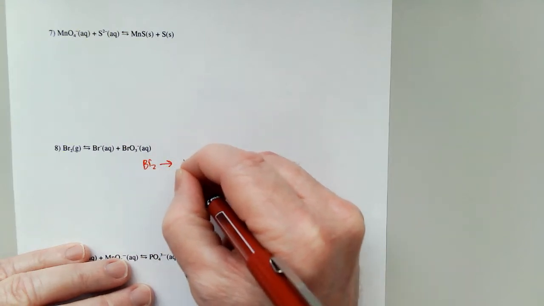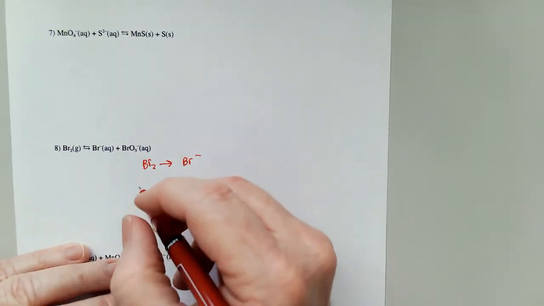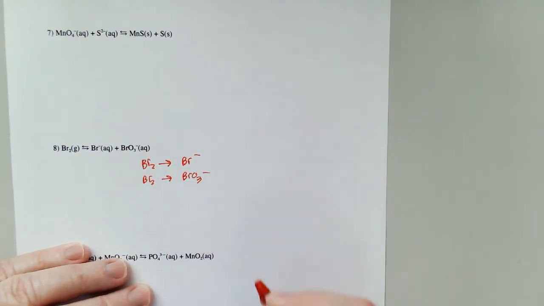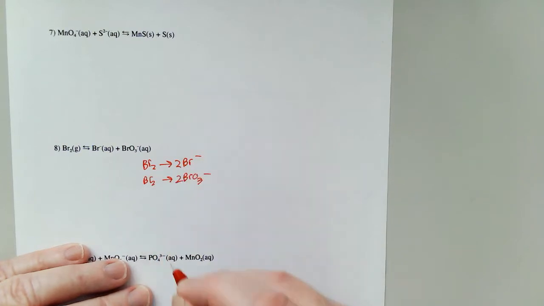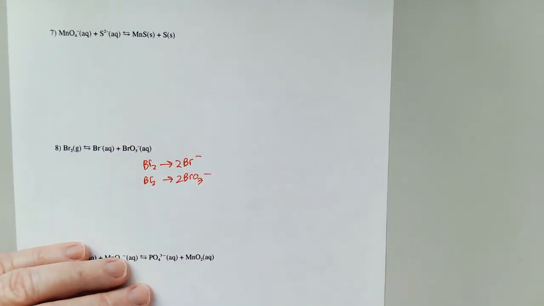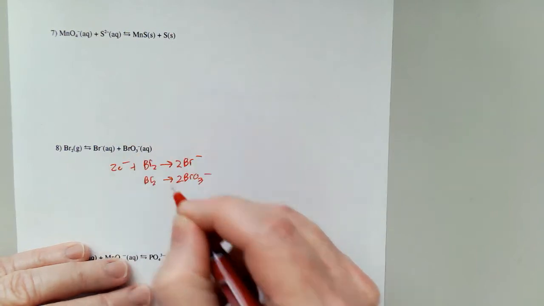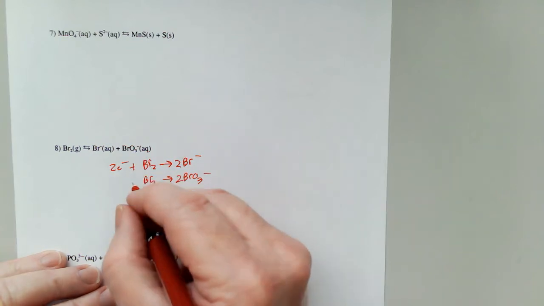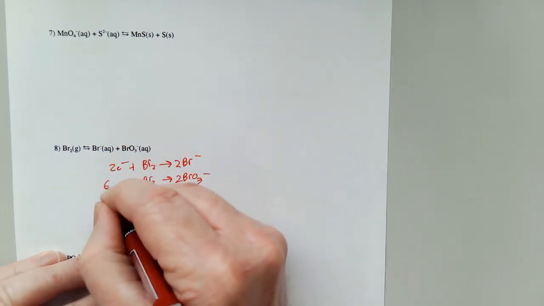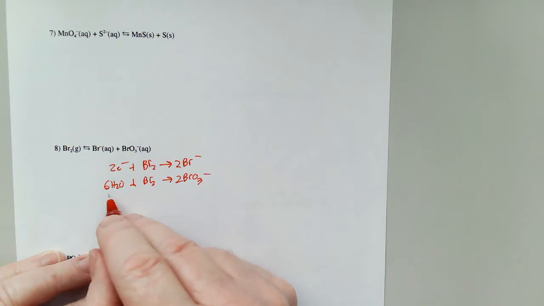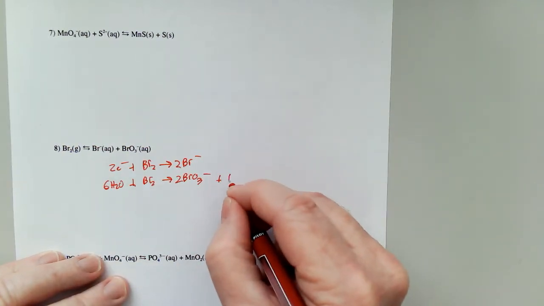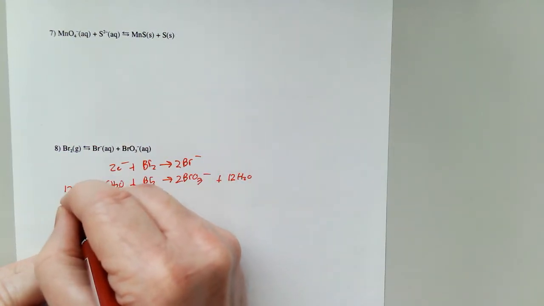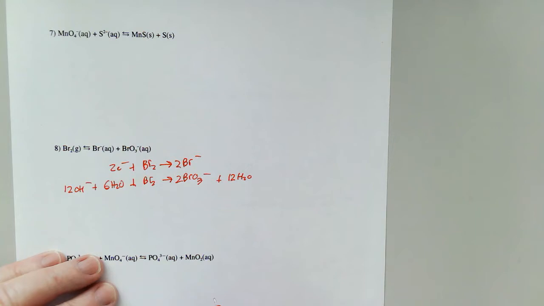Okay, let's look at number 8. Br2 gives us Br minus, is a disproportionation again, and Br2 gives us BrO3 minus. So I put a 2 there and I put a 2 there. That balances the bromines. I can actually just throw in the 2 electrons right away. 2 times 3 is 6 oxygens. So with 6 oxygens, I add 6 waters. 2 times 6 is 12, so I add 12 waters and 12 hydroxides.